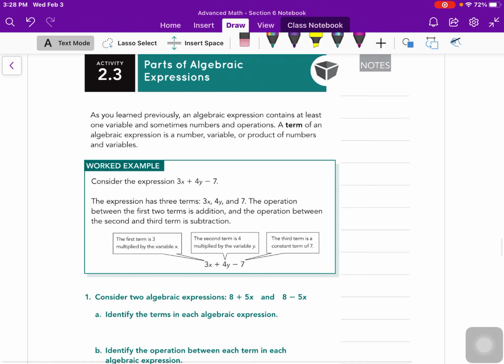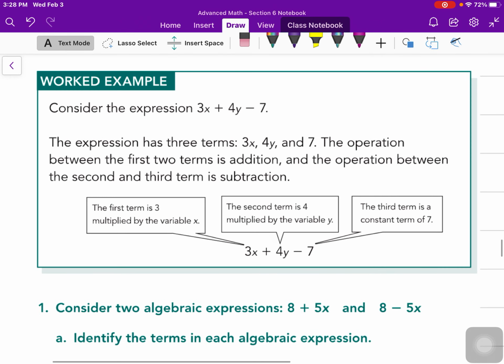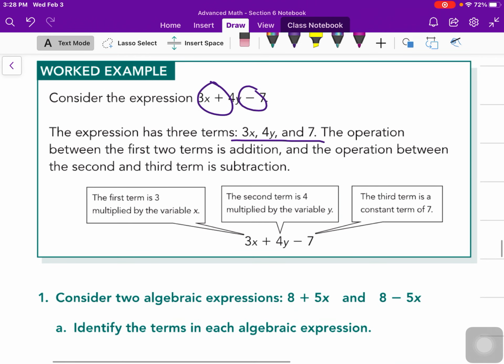As you learned previously, an algebraic expression contains at least one variable, and sometimes numbers and operations. A term of an algebraic expression is a number, variable, or product of numbers and variables. Consider this expression. This expression has 3 terms, 3x, 4y, and 7. The operations in here are adding and subtracting, okay? So these first 2 terms are variable because they have a variable with them. The third term is a constant term because it's not going to change. It's always going to be minus 7.